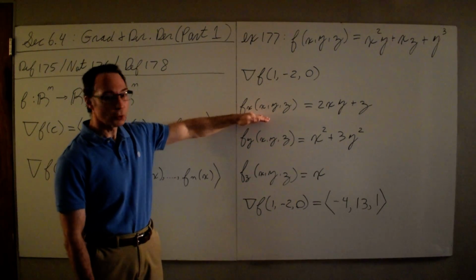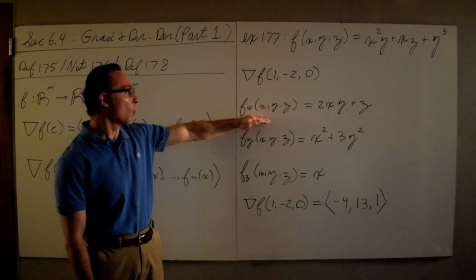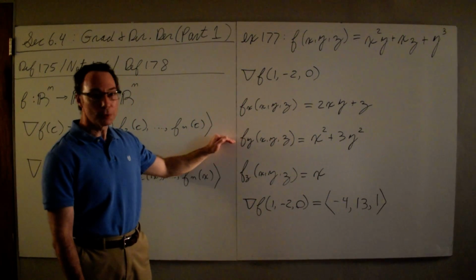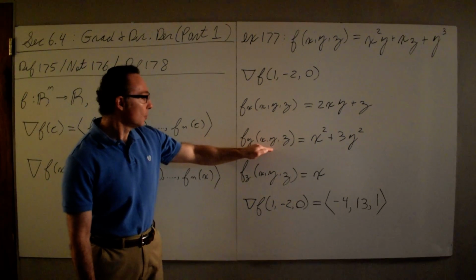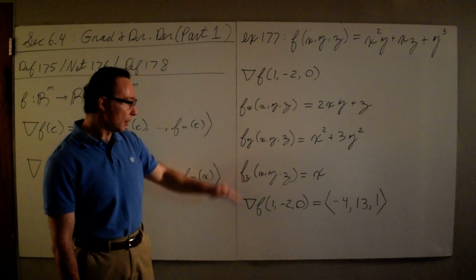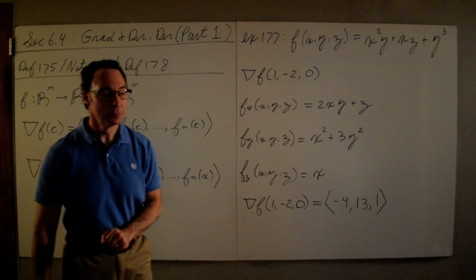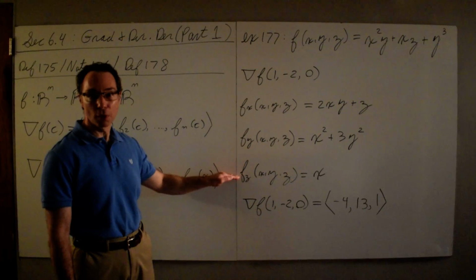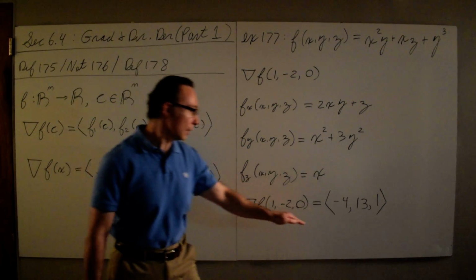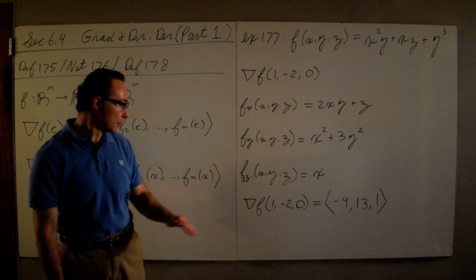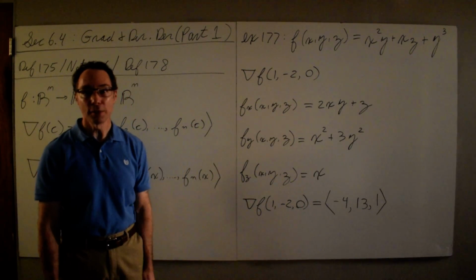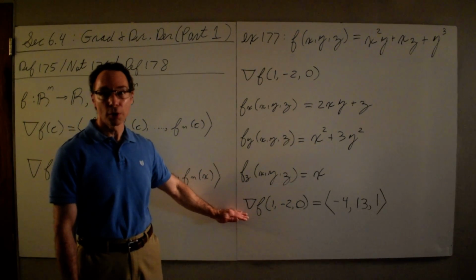So we calculate the partial derivative with respect to x at the point (1, -2, 0), and we have -4. We substitute (1, -2, 0) into the partial derivative with respect to y, and we have 13. And then finally we look at the partial derivative with respect to z, substitute (1, -2, 0), and we have 1. And so the gradient of f at the point (1, -2, 0) is equal to the vector (-4, 13, 1).